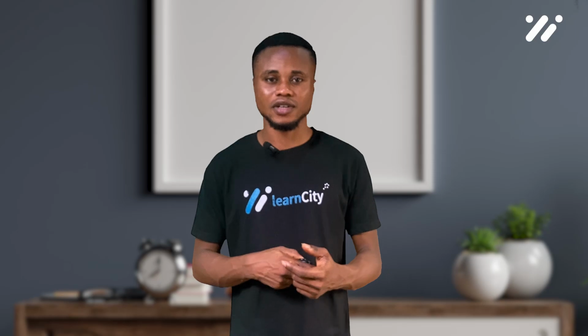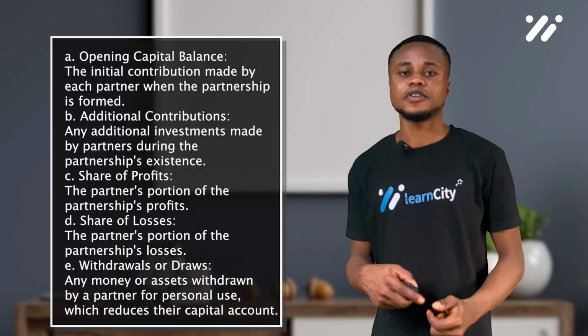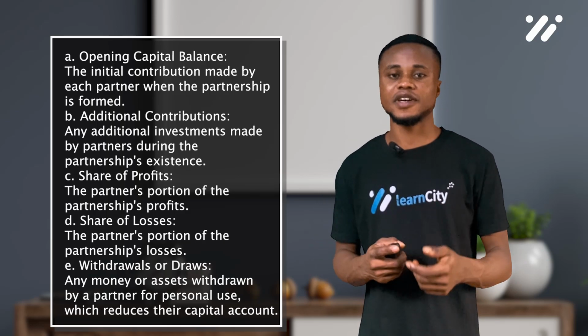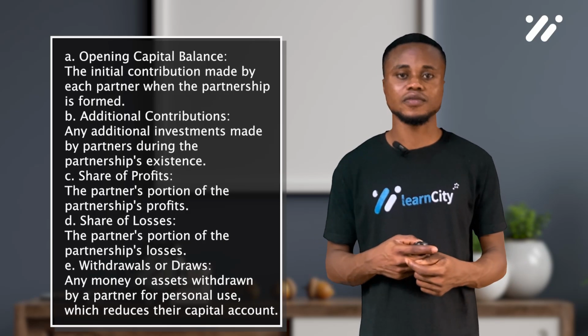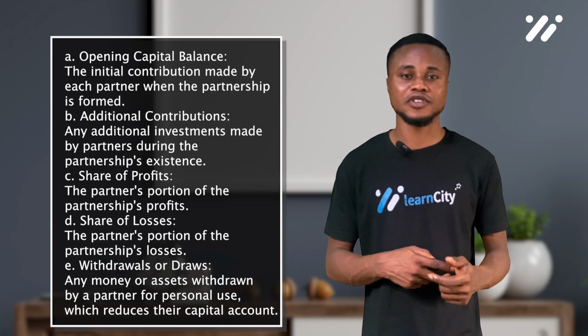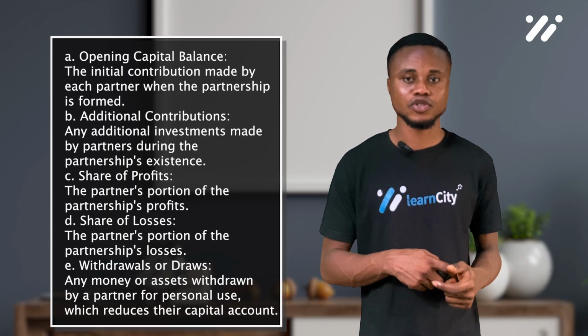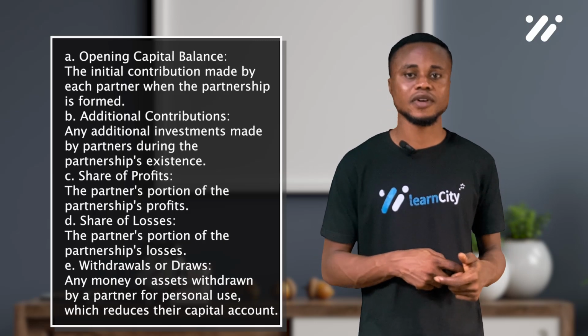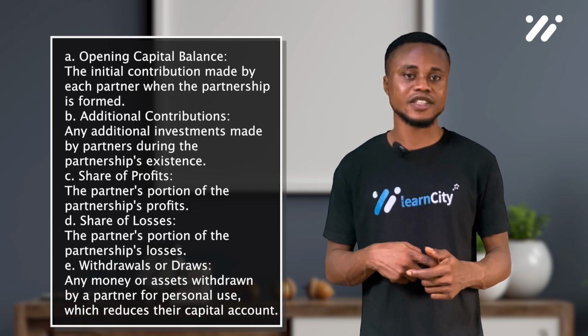The first one is opening capital balance. When we are talking about opening capital balance, the initial contribution made by each partner when the partnership is formed is what we refer to as the opening capital balance. The second item under it is additional contributions. Any additional investment made by partners during the partnership existence is what this entails.